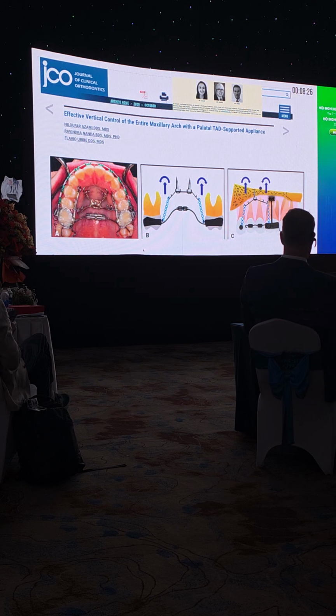This is a paper published in 2020. My name is there because they liked me. Otherwise, I don't think I did much in this paper other than I was their department head. But the concept is something which I love. So you can see it's a jumble of wires in the mouth.